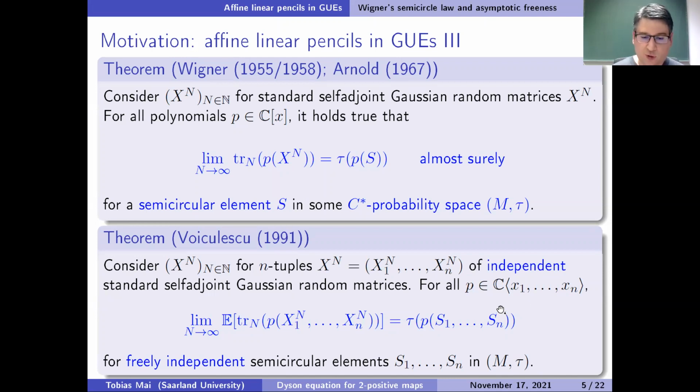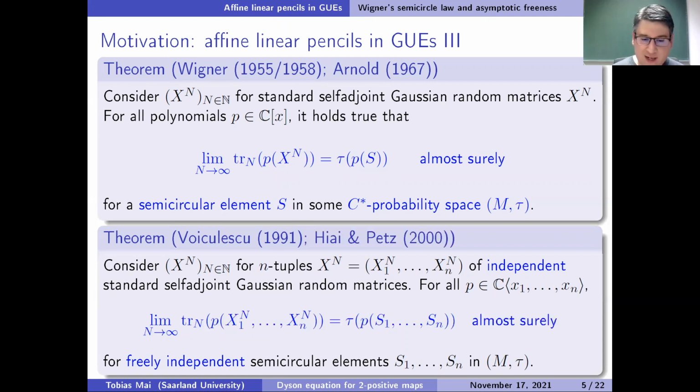And this is what I call a non-commutative polynomial. And the statement of Voiculescu says that I have somehow the same result as before, but now, as I said, with commutative polynomials replaced by the non-commutative polynomials. And again, it was shown that one can drop the expectation and get almost sure convergence.